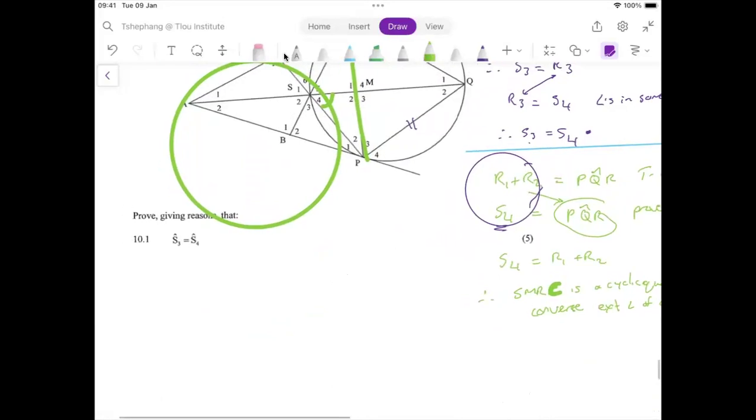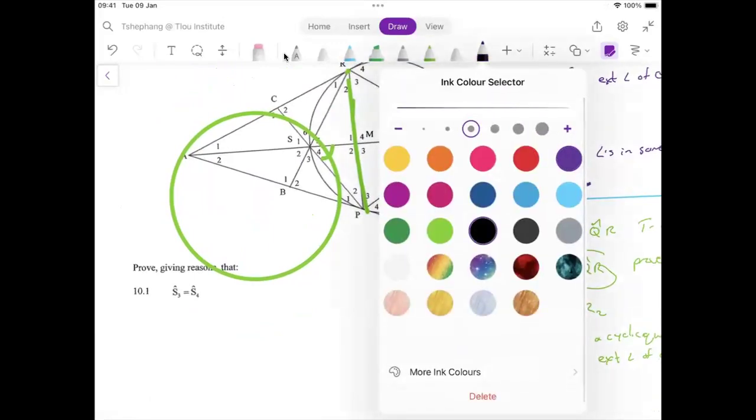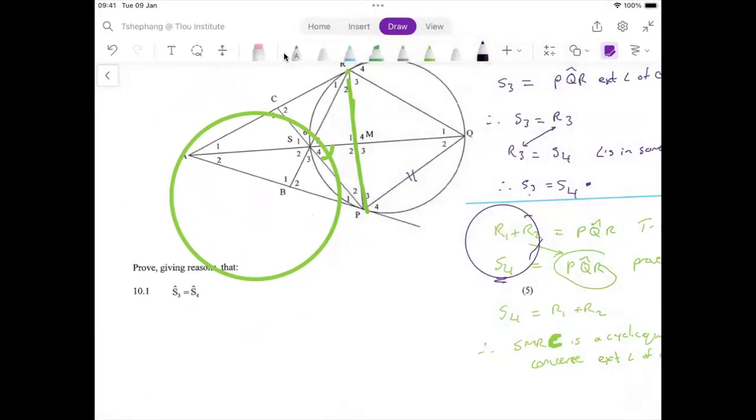So firstly, let's say that S3 is equal to R2 plus P2. So those are angles. Right. What would the reason be there? The reason would be exterior angle of a triangle. So S3 is equal to R2 plus P2. Please make sure that you're with me every step.